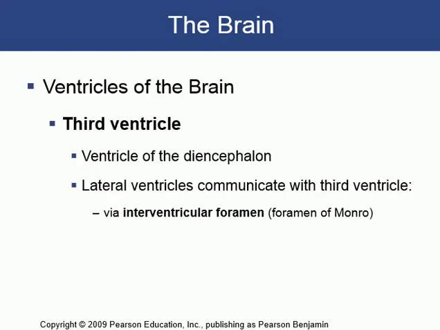The next is the third ventricle. We have only one third ventricle. So we have two lateral and one third ventricle. And this ventricle is the ventricle of the Diencephalon. This is the location. It's only one. And all these ventricles are communicating together. How? The two laterals are communicating with the third ventricle through interventricular foramen or foramen of Monro.